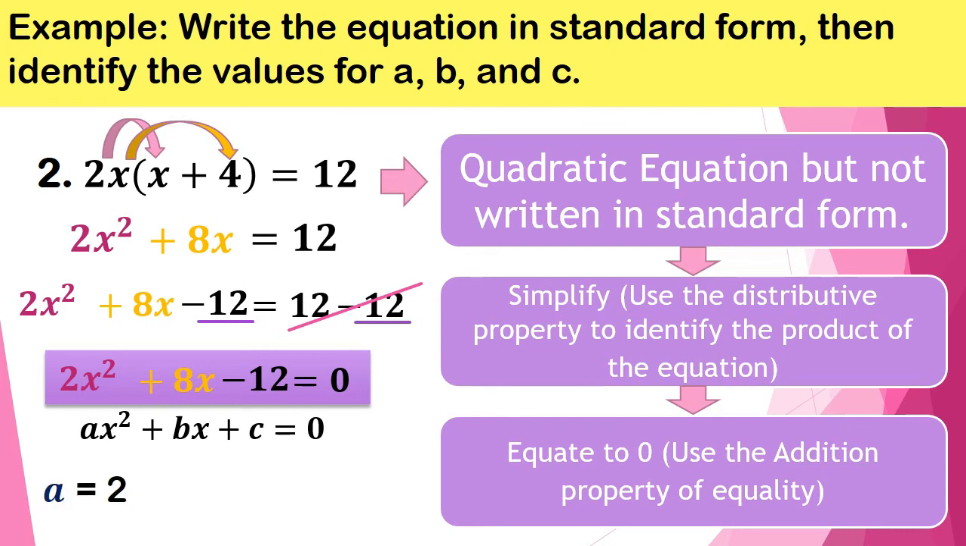The value for a is positive 2 since the coefficient of x squared is 2. The value for b is 8 since the coefficient of x is 8. And the value for c is negative 12. Now, let's proceed.